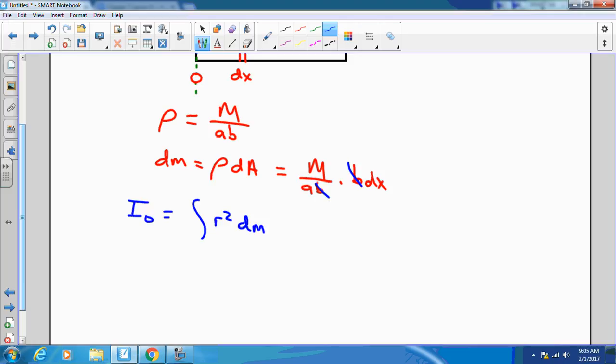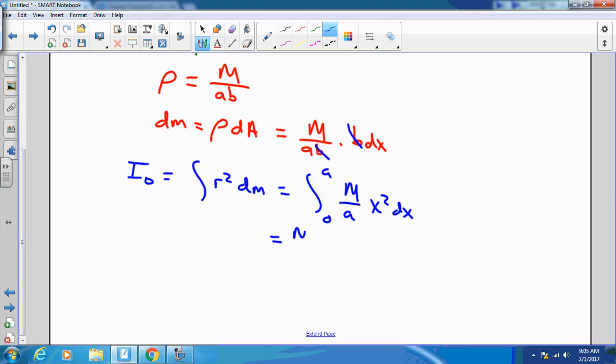So, the integral of r squared dm then is going to be equal to the integral from the first x out to the last x, from 0 to a, of m over a times x squared dx. But that's equal to simply m over a times x cubed over 3 from 0 to a, which is equal to 1/3 ma squared. Wait a second, I've seen a formula that's a whole lot like this before.